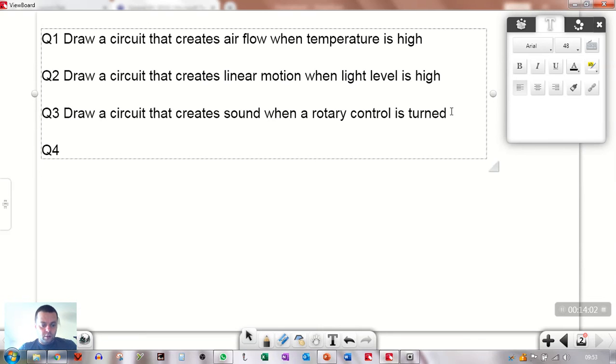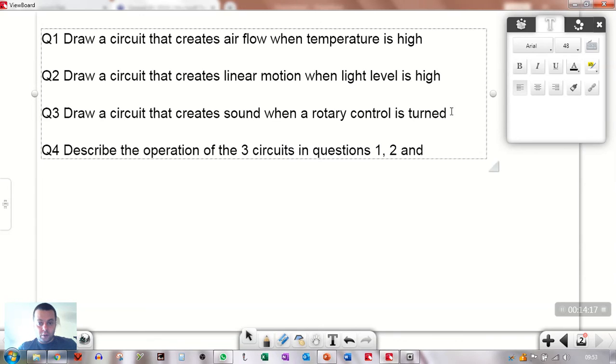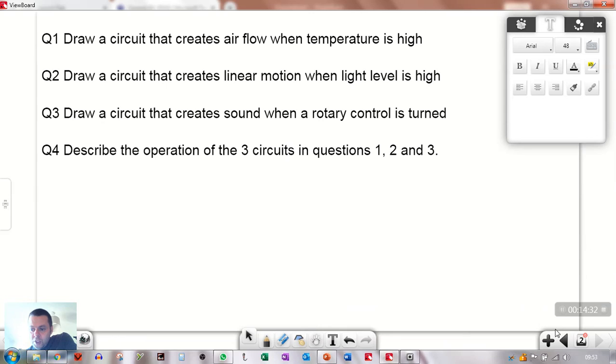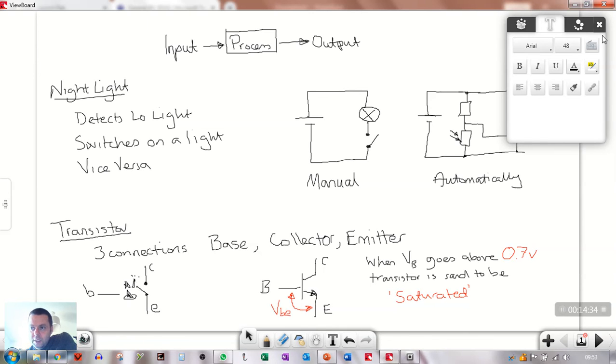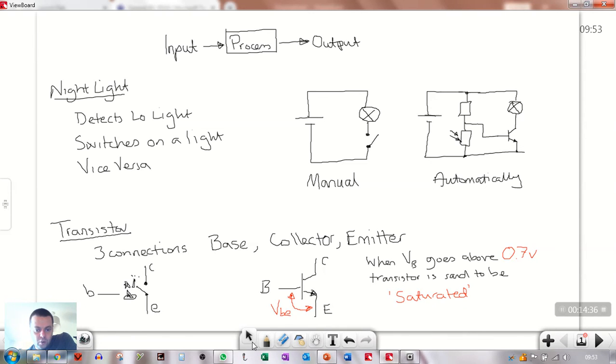Describe the operation of the 3 circuits, questions 1, 2 and 3. I want you to describe the operation. Just to clarify, I'll do a description as an example. Let me show you an example of how to describe the operation of one of these circuits. I'm going to take that circuit there and describe its operation.